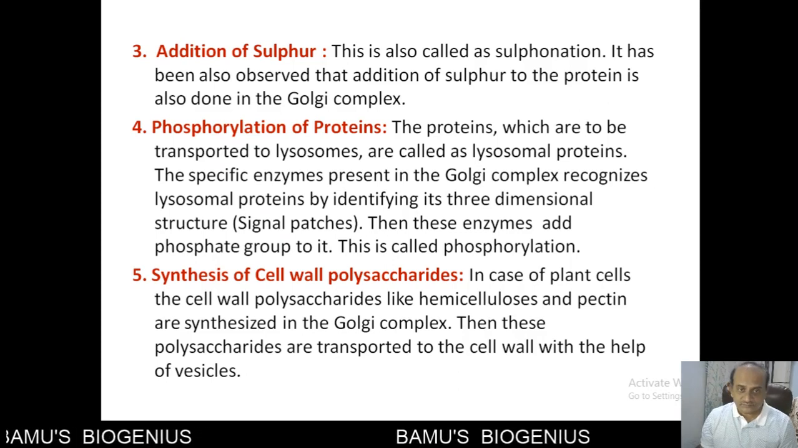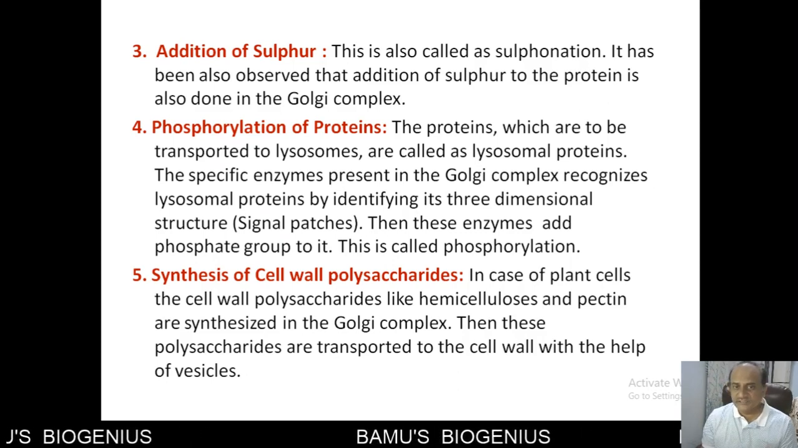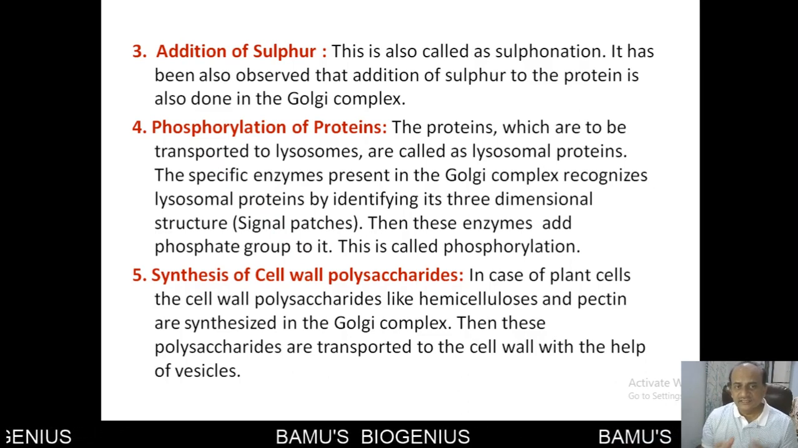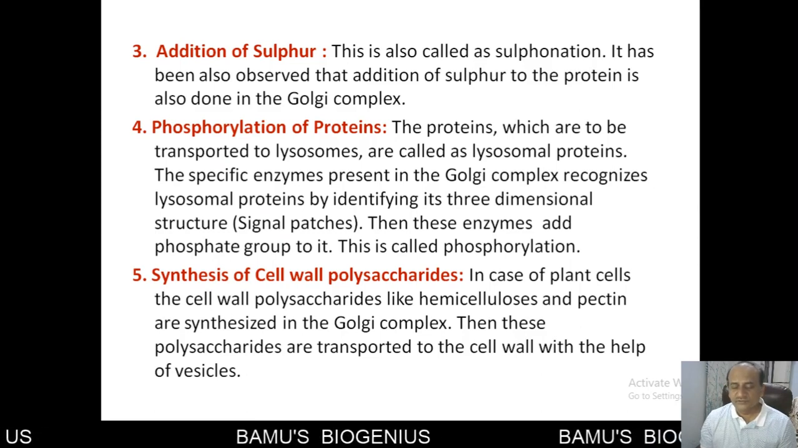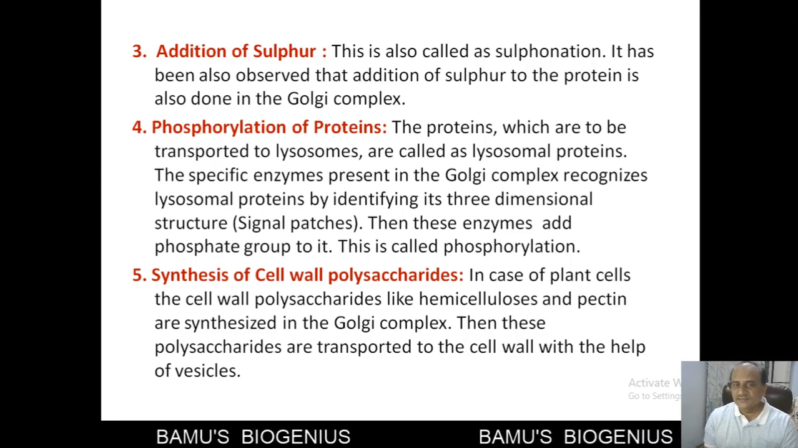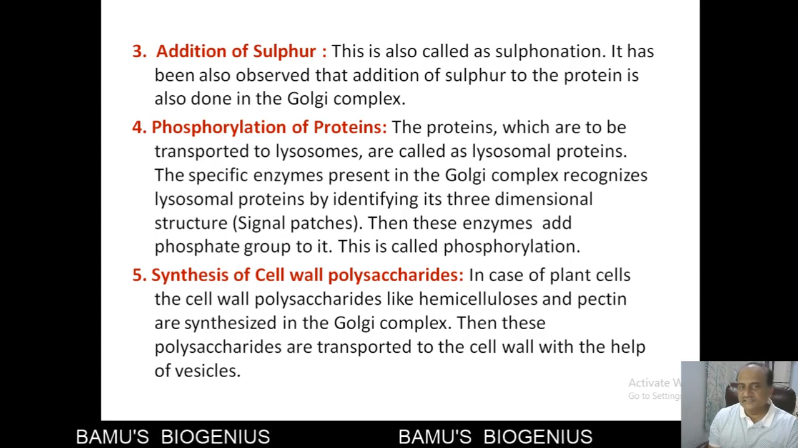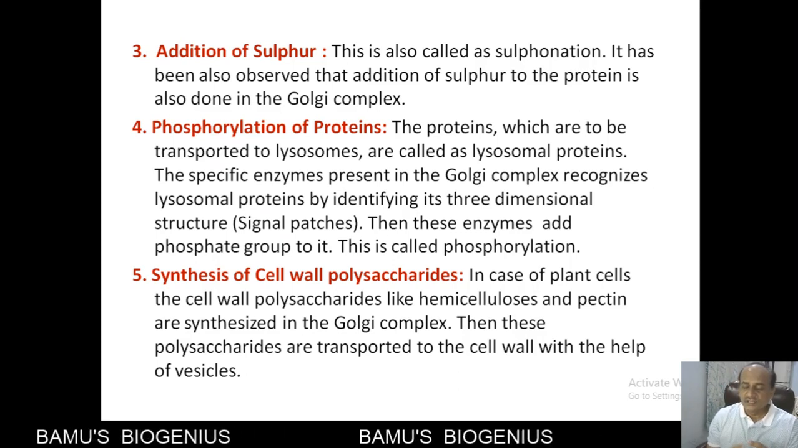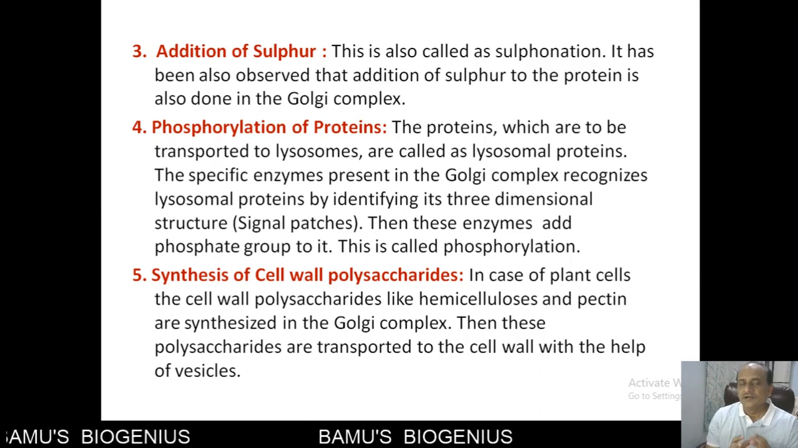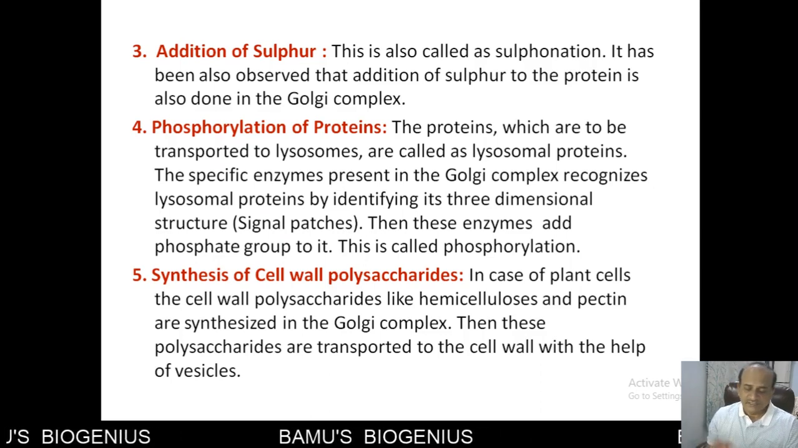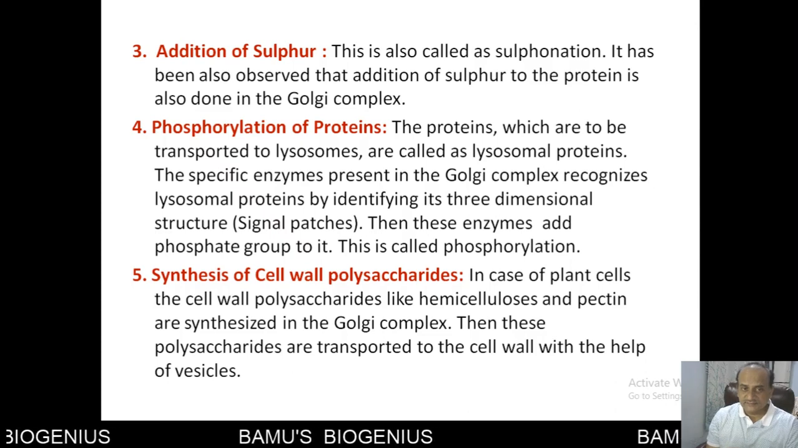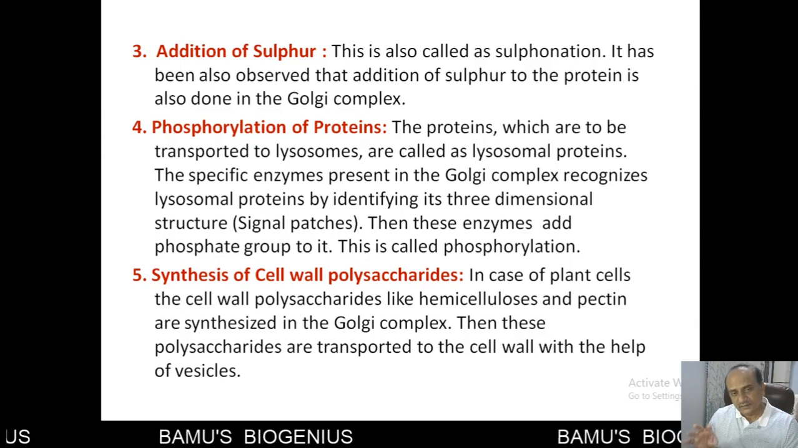Now, how is the identification of these lysosomal proteins done? When they are phosphorylated, the three-dimensional structure of the lysosomal protein changes, and this three-dimensional structure is identified by certain kinds of receptors. Along with these receptors, these phosphorylated proteins are then transported to the lysosomes. So like that, the phosphorylation of a protein is also done in the Golgi complex.